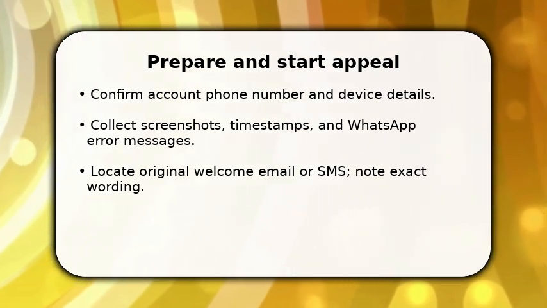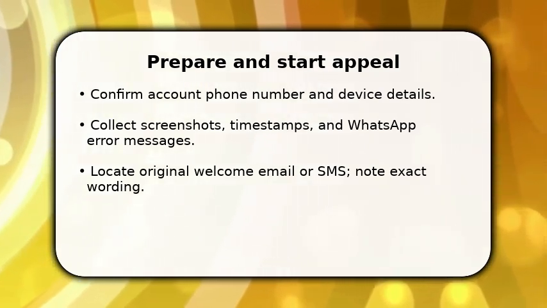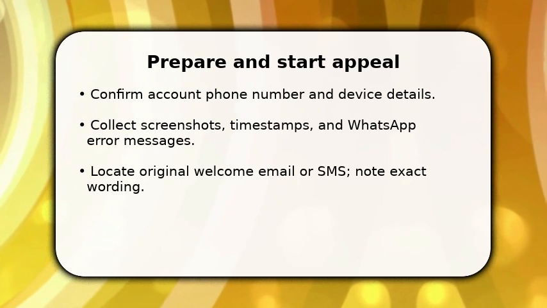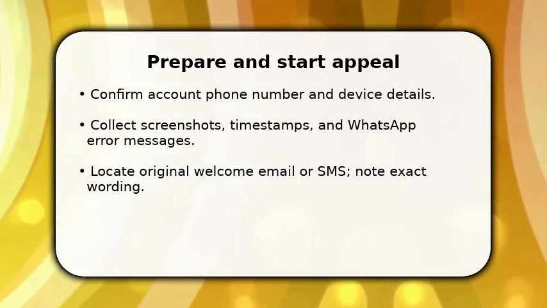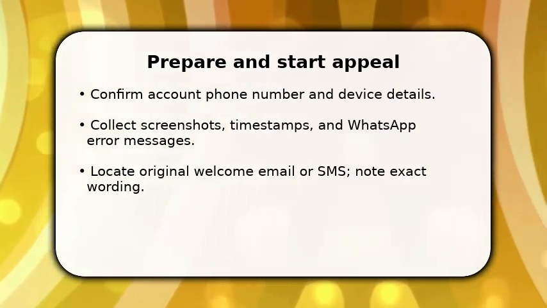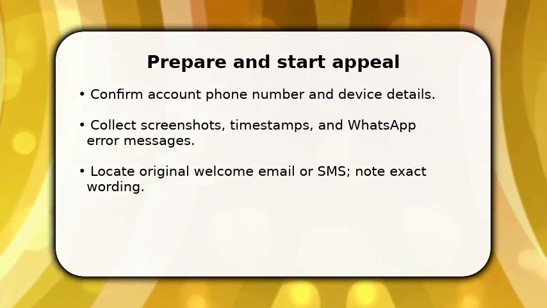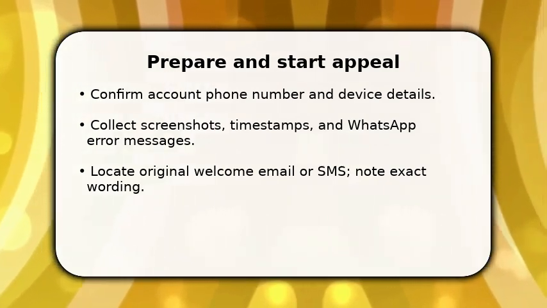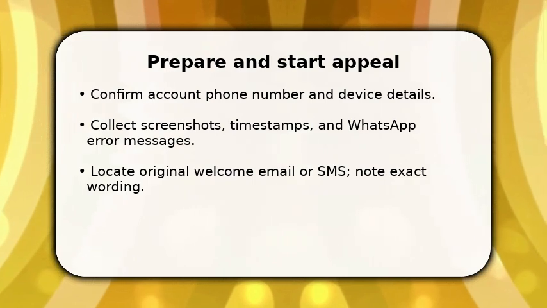Once done, draft a concise appeal message. State your name, phone number with country code, and a short explanation of legitimate use. Explain why messages were sent and attach timestamps. This preparation speeds review and avoids delays caused by missing details.